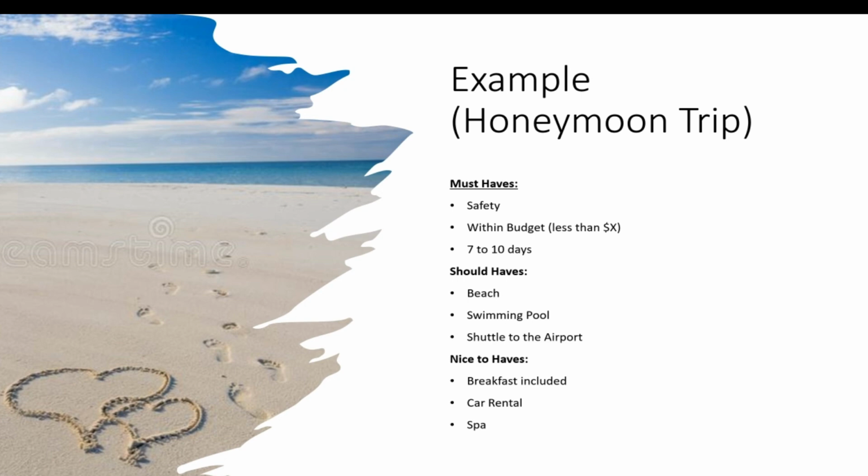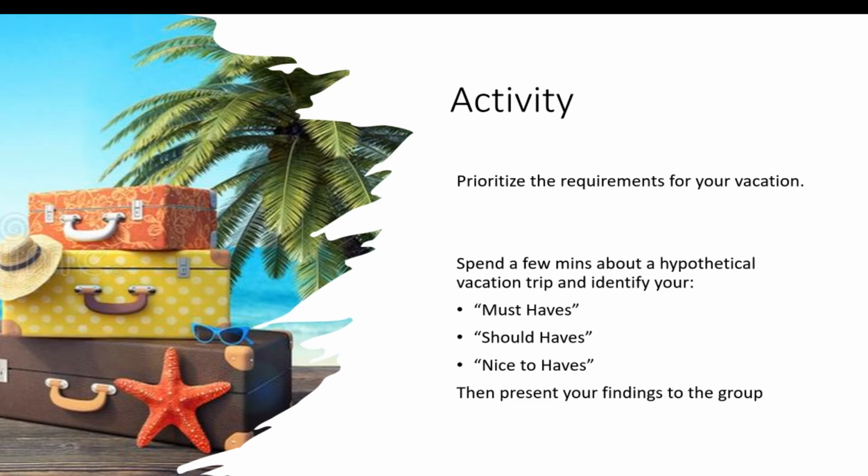And nice-to-haves: breakfast included. If included, great. If not, we could go to a coffee shop. Car rentals, if it's there, great. If not, we could use public transport. And spa, again, was something that we wanted to do, but if we actually didn't get to it, not a big deal. So something that I encourage you to do as an activity, and hopefully you find it fun too, is prioritize the requirements of your next vacation based on the Kano model.